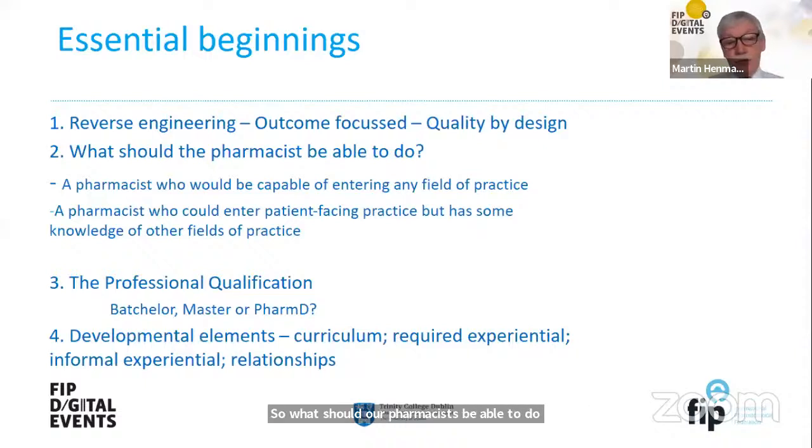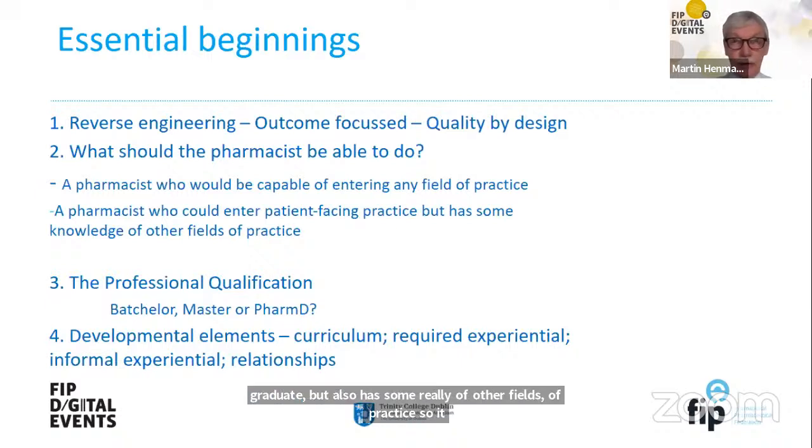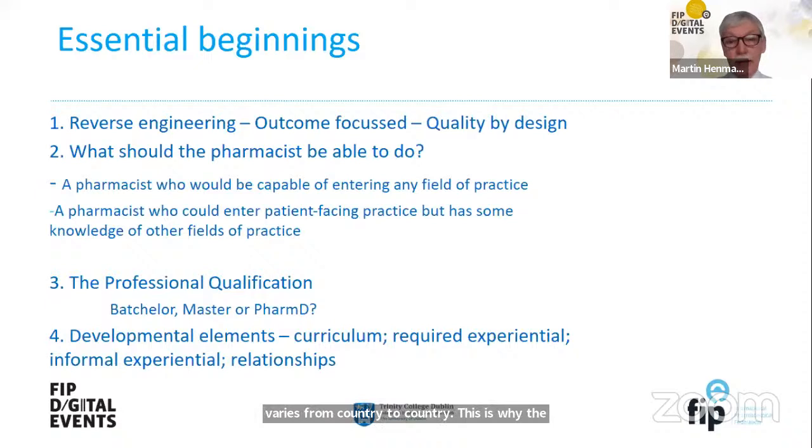A pharmacist, should they be capable of entering any field of practice, which is the case in my country, or in some other countries that I know, a pharmacist who is capable of entering patient-facing practice when they graduate, but also has some knowledge of other fields of practice. So it varies from country to country. This is why the education needs to be locally and nationally relevant. Can you just flick on, a graphic will come up, please, Hanane?